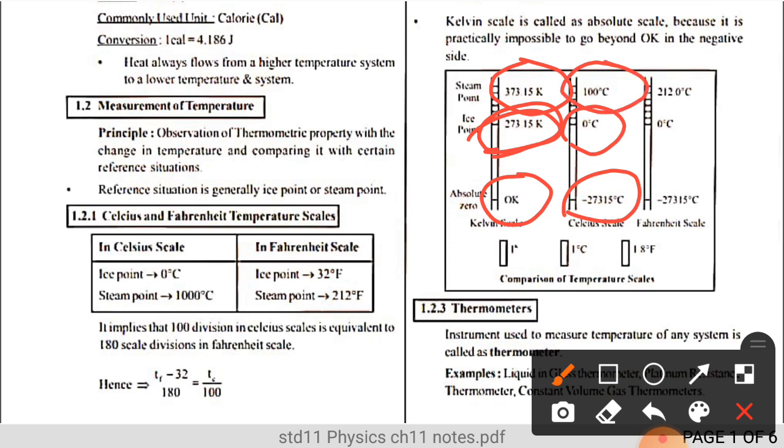Similarly here it is Fahrenheit. Here is one mistake: here we have to write 32 Fahrenheit. Okay, so it should be 32 Fahrenheit.